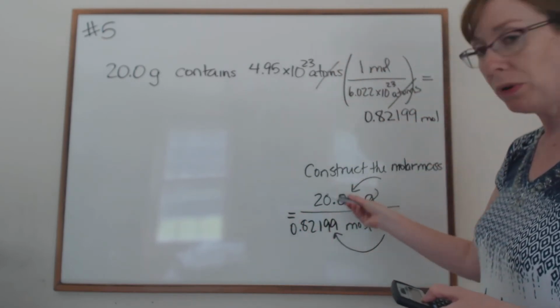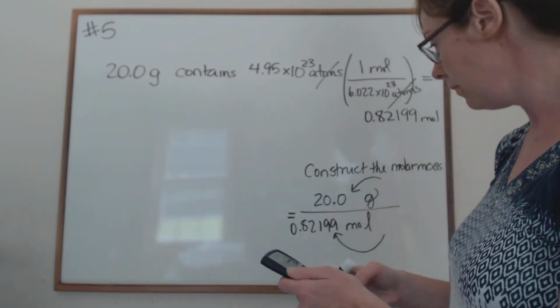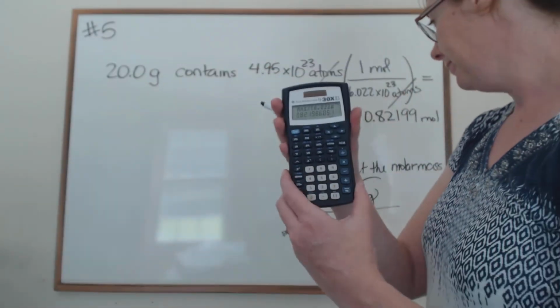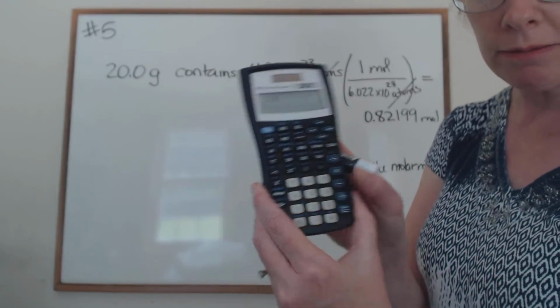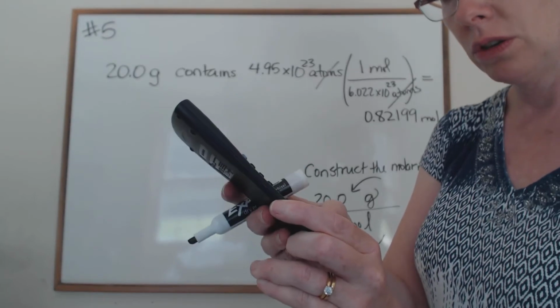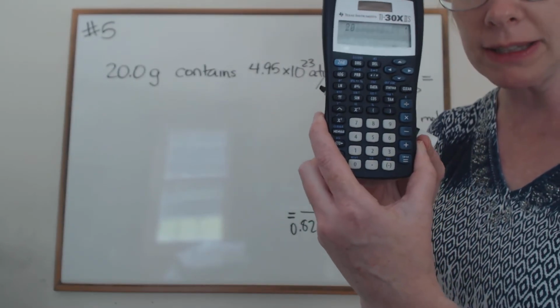And now, if you put these two numbers in your calculator, you'll get the grams per mole. Actually, here's another thing. This is still in my calculator, okay? If I just now type in 20, you don't have to do 20.0. The calculator doesn't care about sig figs.